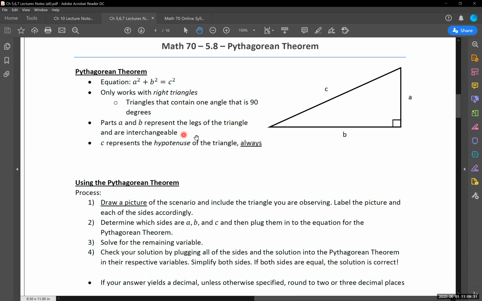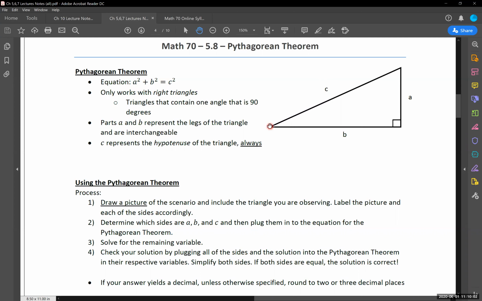And again, as a reminder, a and b represent the legs of the triangle and they are interchangeable. The way I have it set up, a is the vertical and b is the horizontal, but you can reverse these however you would like to. If you want a to be horizontal and b to be vertical, go for it. That's fine. So a and b are interchangeable in our picture. They're also interchangeable in the equation since they're both on the same side, they're both adding together, so it doesn't matter.